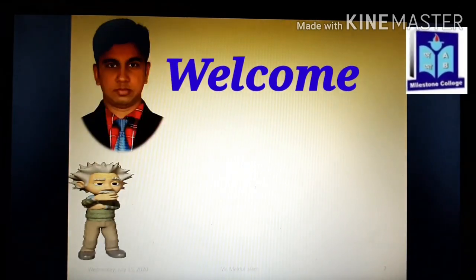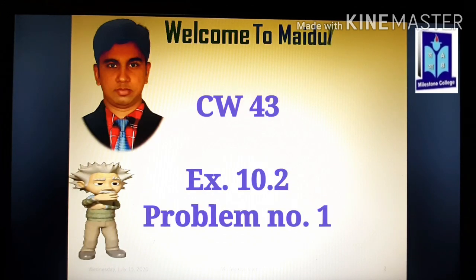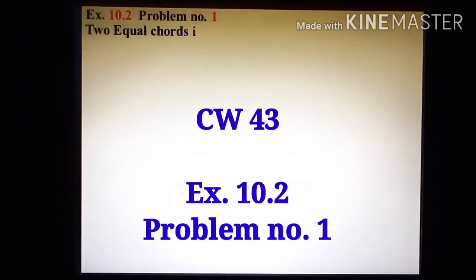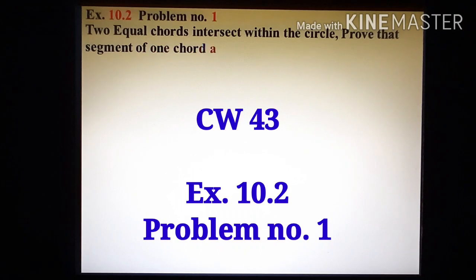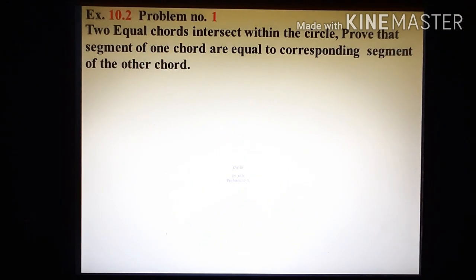My dear students, welcome to you all in my online mathematics class. What is written in problem number 1? Yes, my dear students, two chords intersect within the circle. Prove that the segments of one chord are equal to the corresponding segments of the other chord.